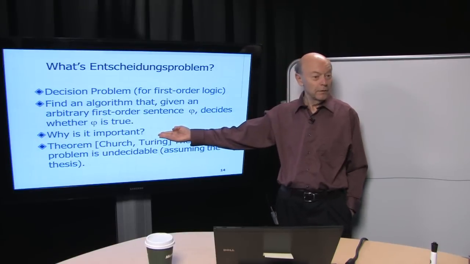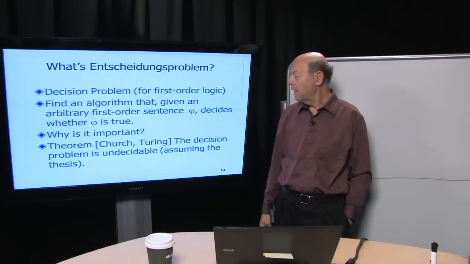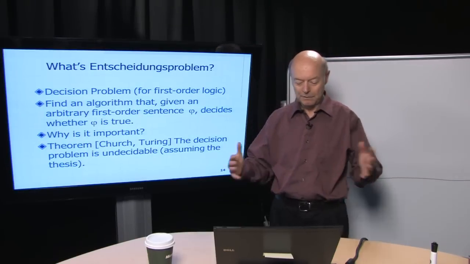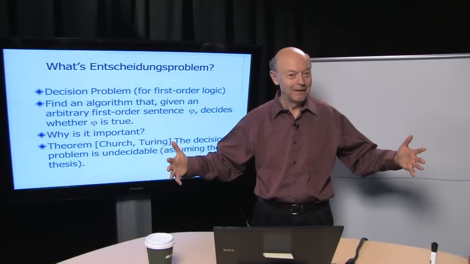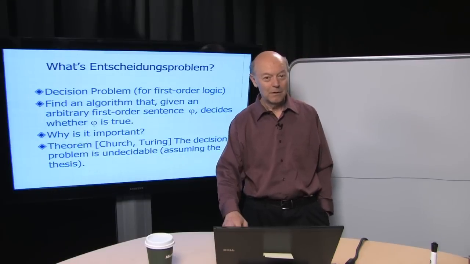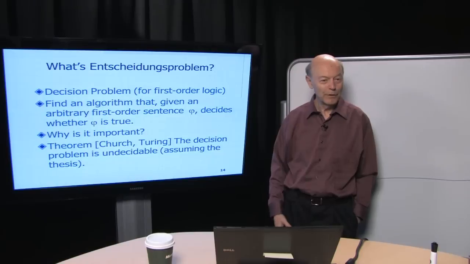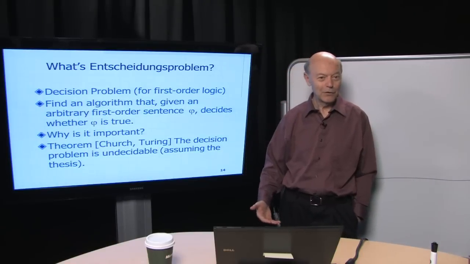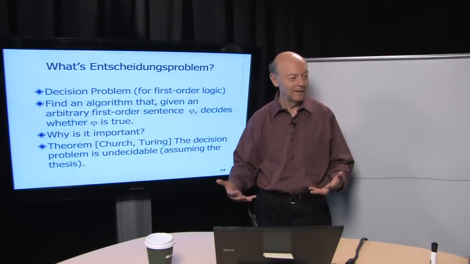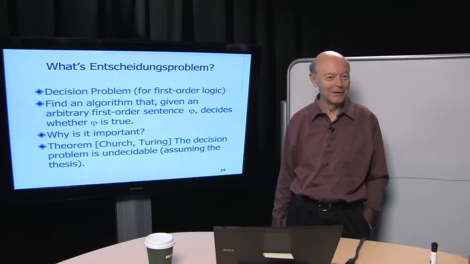And why is it important? Because a large part of mathematics, not just a large part, but almost anything, can be formulated in these terms. Fermat's conjecture, the Riemann hypothesis can be formulated in these terms. So if there was such an algorithm, and especially if it were feasible, then you don't need mathematicians anymore.